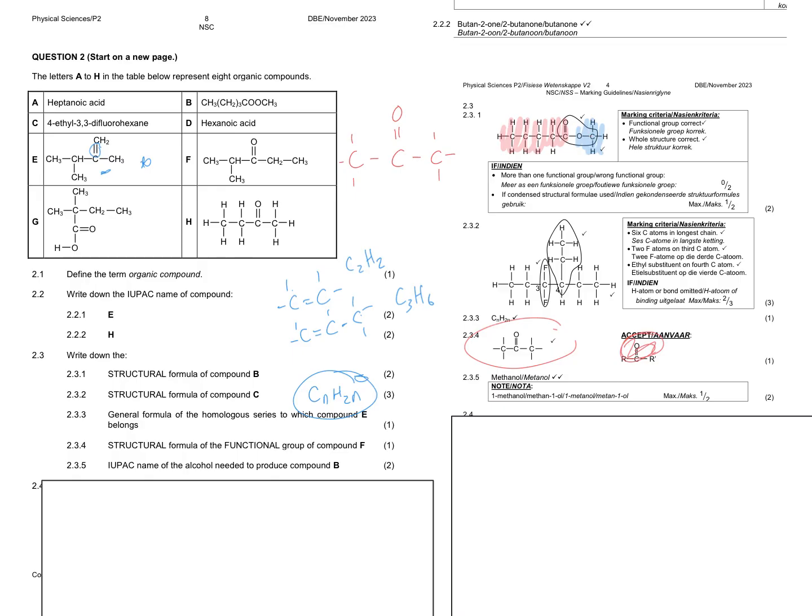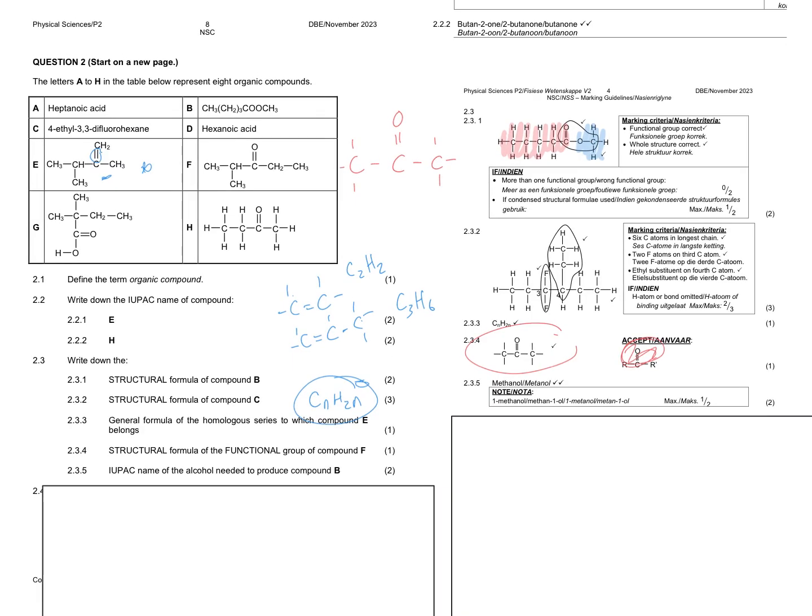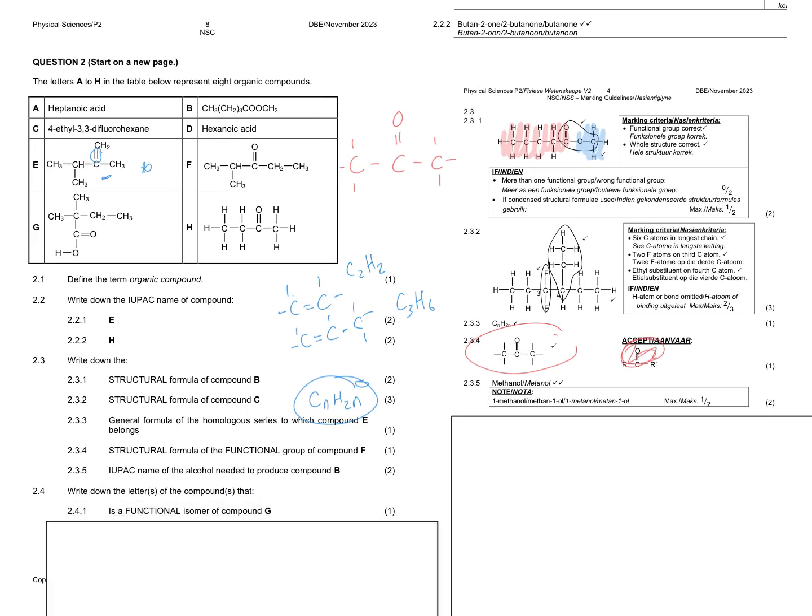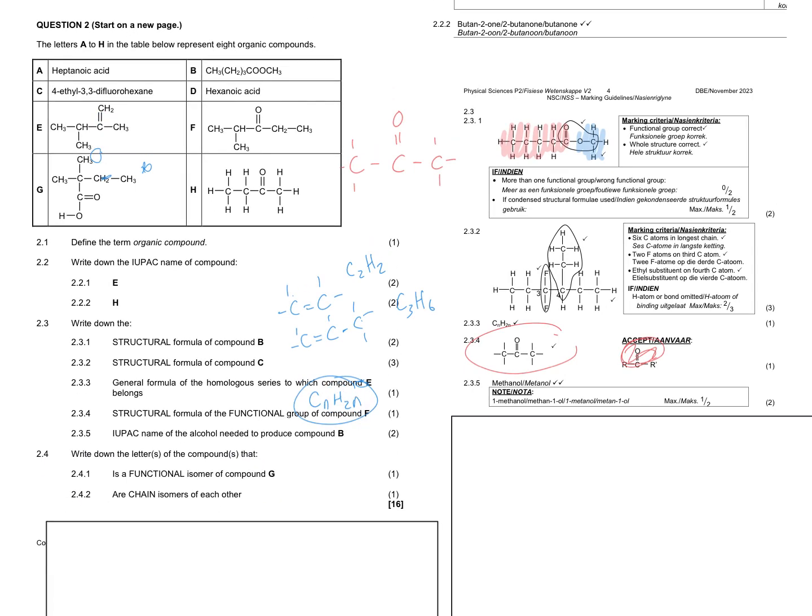Then for 2.4, they want you to write down the letters of something that is a functional isomer of G. G is an acid. I don't know whether you're aware, but G is an acid. This part here makes G an acid, and the functional isomer of an acid is an ester, always. There are 1, 2, 3, 4, 5, 6 carbons in that acid. There are 1, 2, 3, 4, 5, 6 carbons in this ketone. There are 1, 2, 3, 4 carbons here, so definitely not that one.